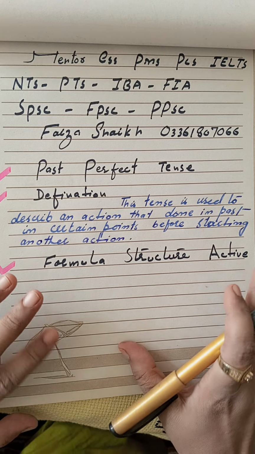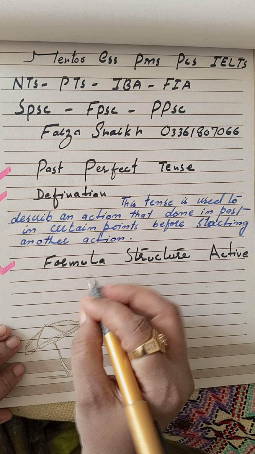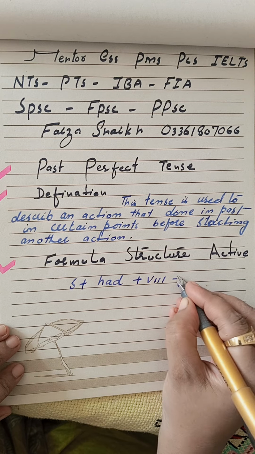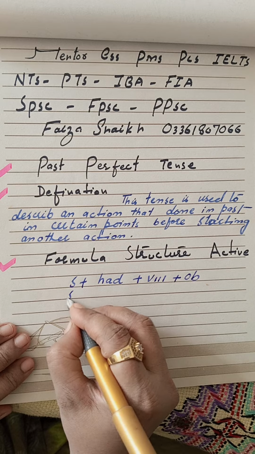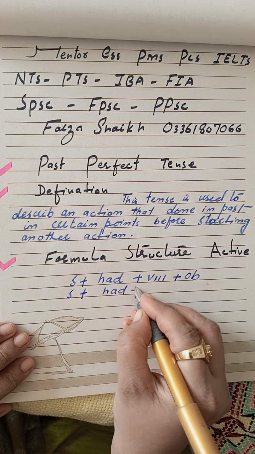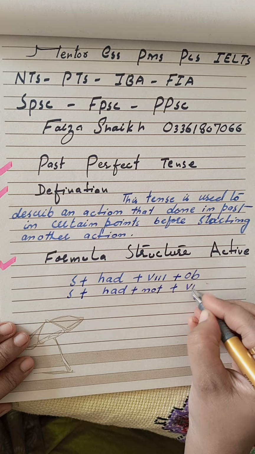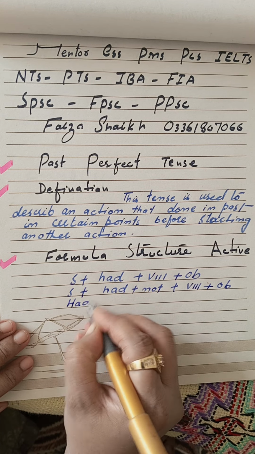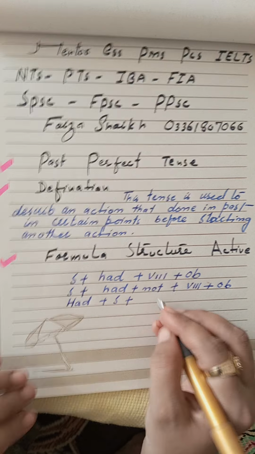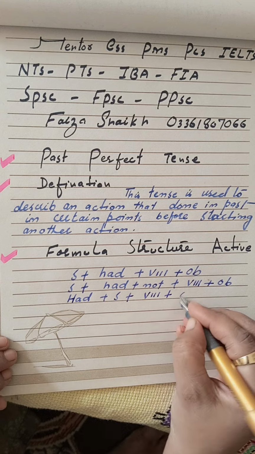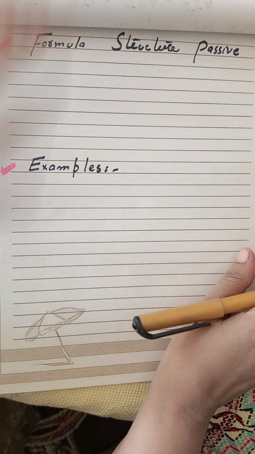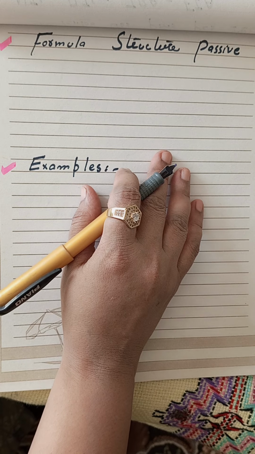Formula structure of active voice of past perfect tense. Simply: subject plus had plus verb's third form, then object. Negative: subject plus had not plus verb's third form, then object. When we make the interrogative, had comes before the subject, then verb's third form, then object. At the end of the sentence, we should put the question mark. That is very important. So here I am telling you the formula structures of the passive voice, how we can change into the passive voice.